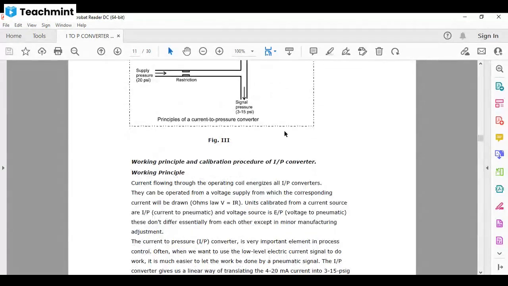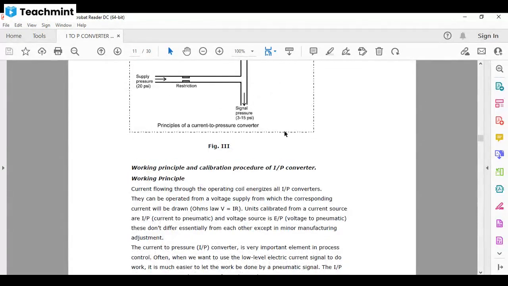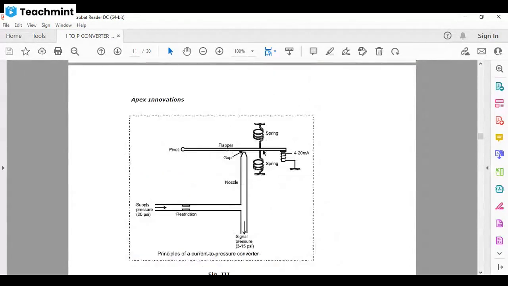So how does this work? The current flowing through the operating coil, that is the flapper coil, or this coil, which is attached to the flapper.